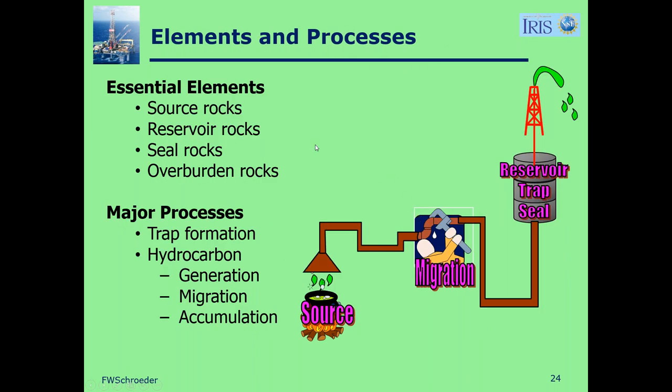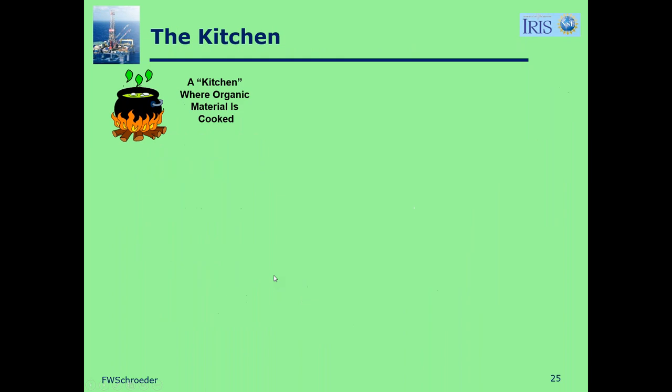Another way to look at play elements is to consider that we need four essential elements. We need source rocks, we need reservoir rocks, we need sealing rocks, and we need overburden material that will push the rocks down deep enough that we can generate oil and gas. And we also need two major processes. We need trap formation, so it might be a structural trap. We may need some sort of structuring to create a huge anticline. And then we need hydrocarbon processes: hydrocarbon generation, hydrocarbon migration, and hydrocarbon accumulation.